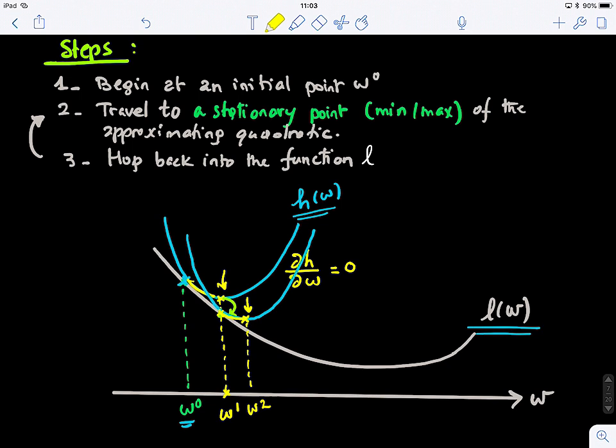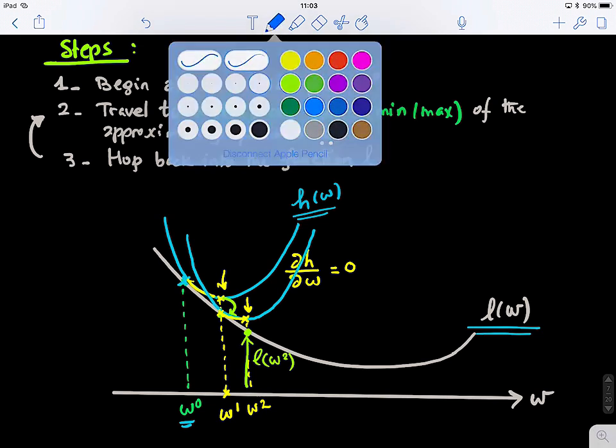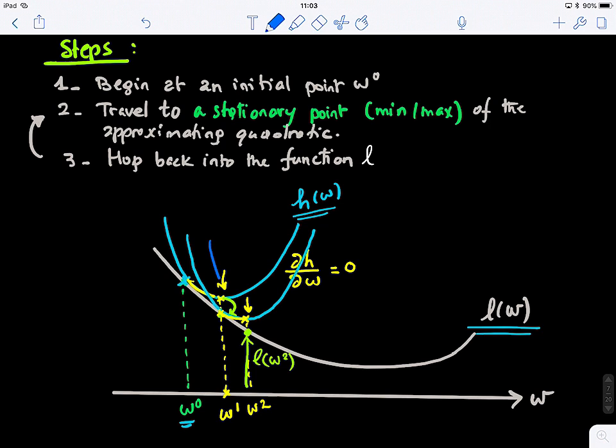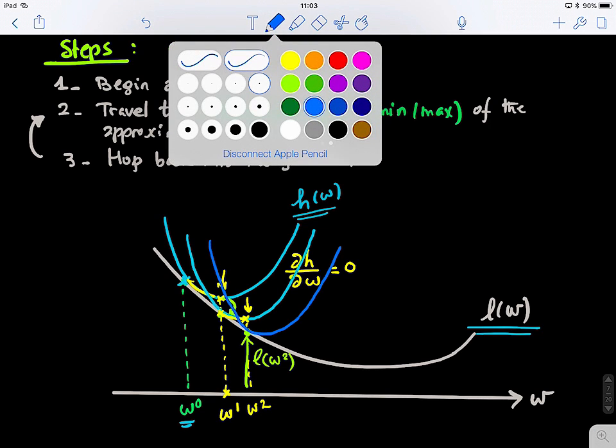And we do the same thing. So next we need to hop back onto the function right here, find our point. So this is L of W2. We approximate it locally using a quadratic function, and continue and do the same over and over again. So you guys can see how it works, okay?